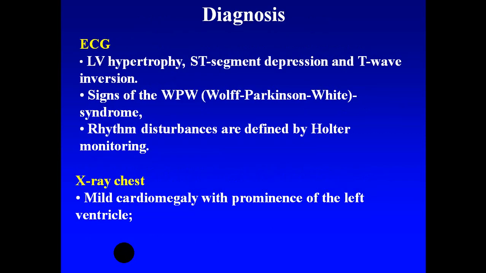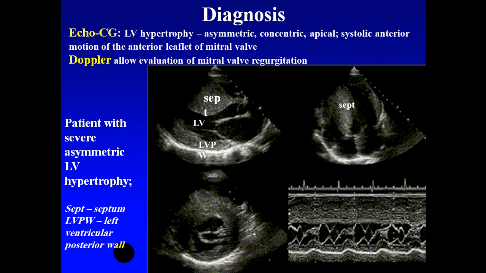ECG shows left ventricular hypertrophy, ST segment depression, T-wave inversion, and sometimes signs of Wolff-Parkinson-White syndrome. Rhythm disturbances are defined by Holter monitoring. Chest X-ray shows mild cardiomegaly with a prominent left ventricle. This is the echo finding, this is the M-mode, and this is the 2D mode, showing septal hypertrophy and systolic anterior movement, and the left atrium is enlarged too.